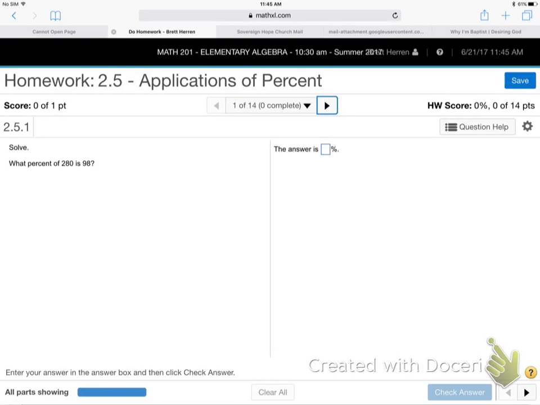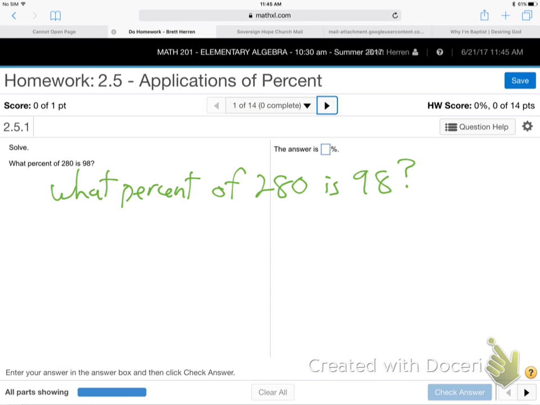Okay, so there we go. What percent of 280... I'll just rewrite it here a little bigger. What percent of 280 is 98? Okay, so percentage word problems.